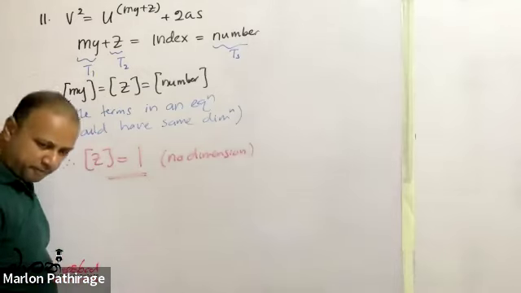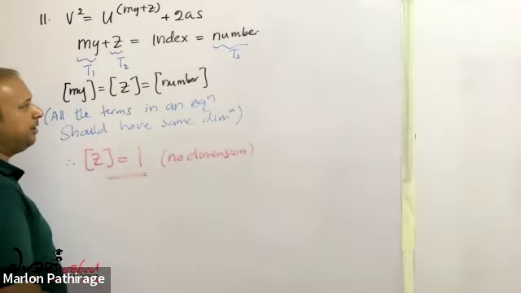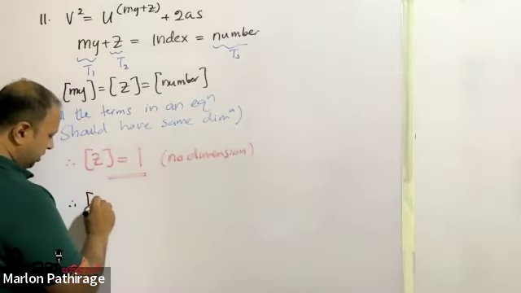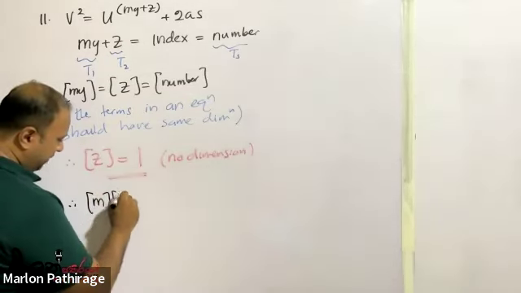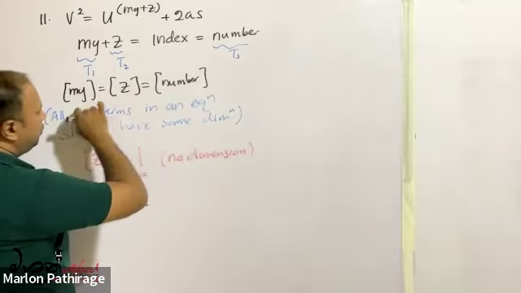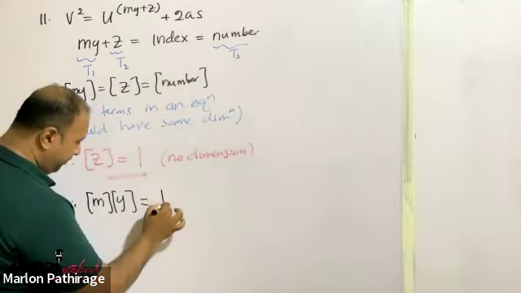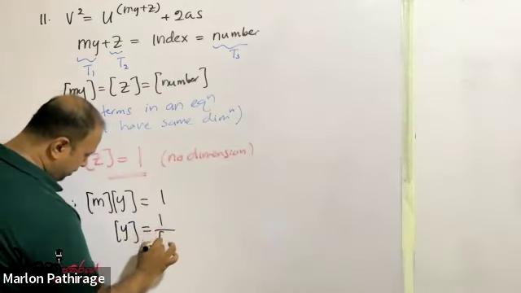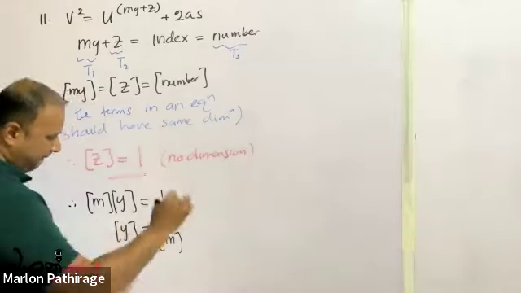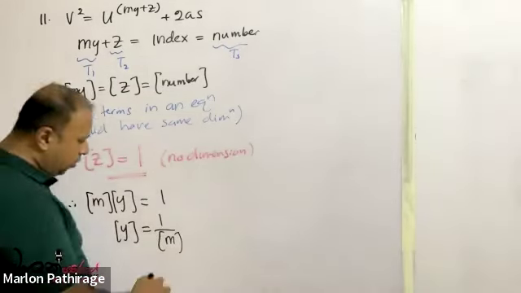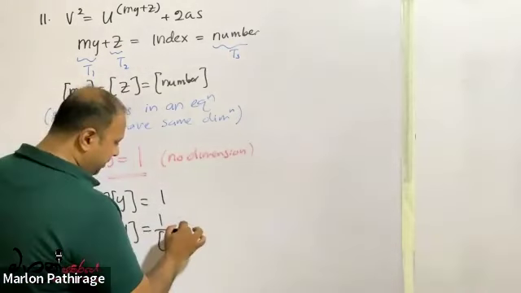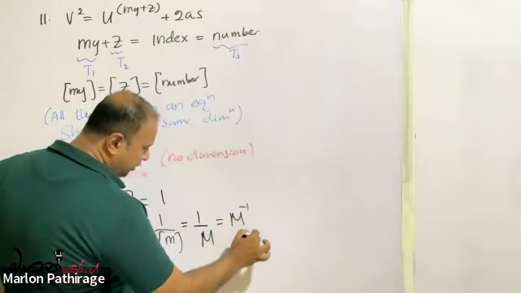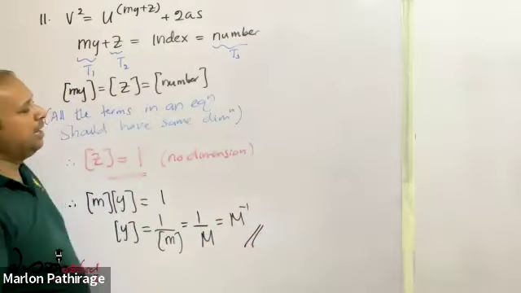Dimension of my product is equal to a number. Therefore, dimension of M into dimension of phi is equal to dimension of a number, that is 1. Therefore, dimension of phi is equal to 1 over dimension of M. 1 over dimension of 1 over M is 1 over capital M, that means M minus 1.